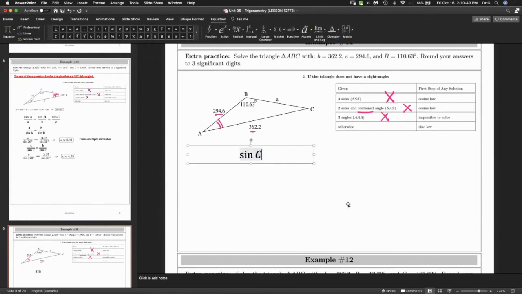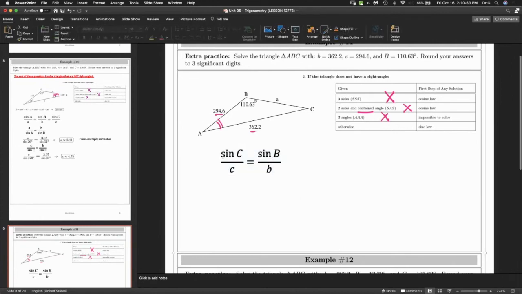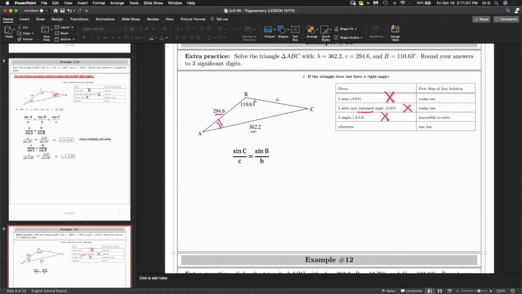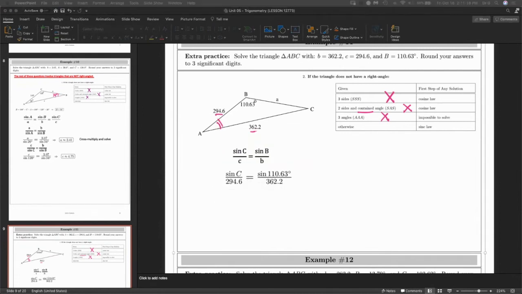So I'm going to put sine C in the top corner, and I'm going to use B because B is fully understood. We know everything about the length and the angle of B. So I can use that information here, put some numbers in, and then you can go on your calculator and actually get C.